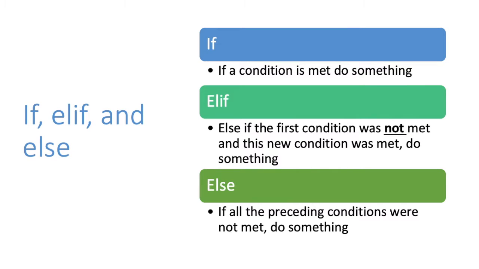There are three keywords that will be used when using conditional statements. The first is if. If a condition is met, then we will do something. The second keyword is elif. If the first condition was not met and this new condition is met, then we will do something. Finally, the else keyword functions as a catch-all. If all the preceding conditions were not met, then we will do something.